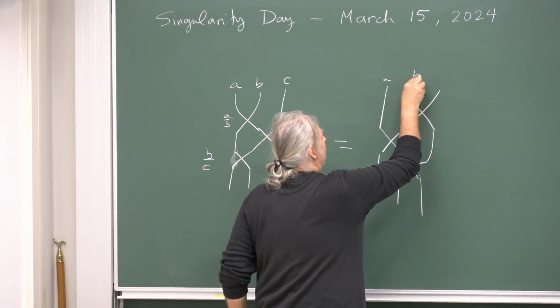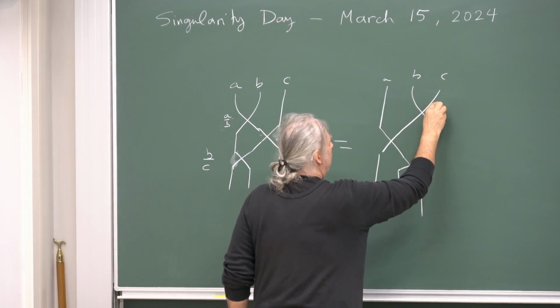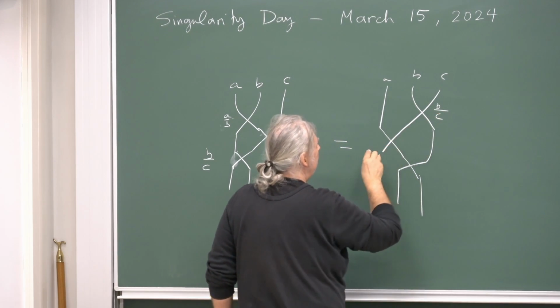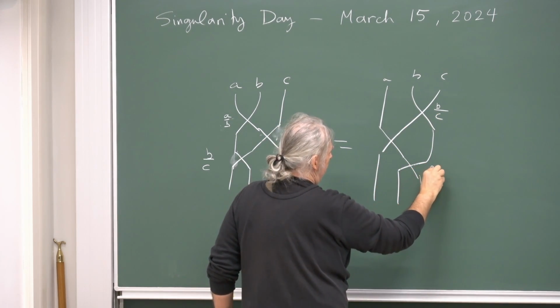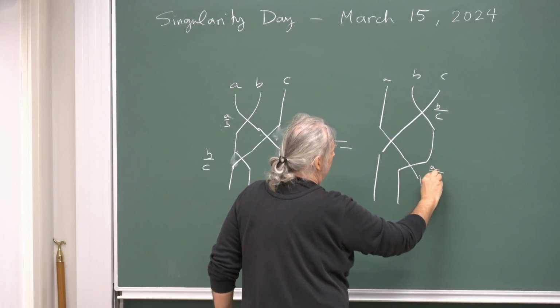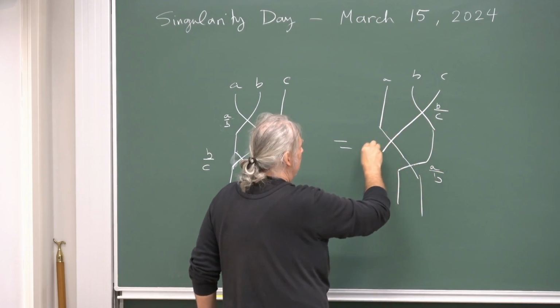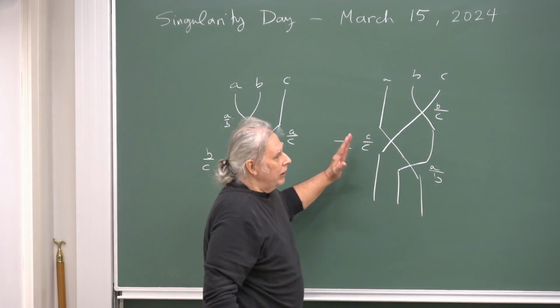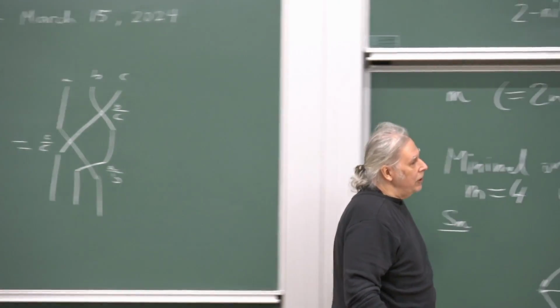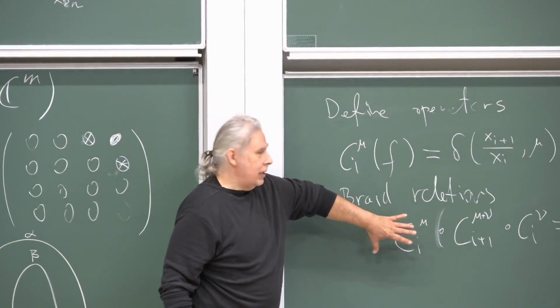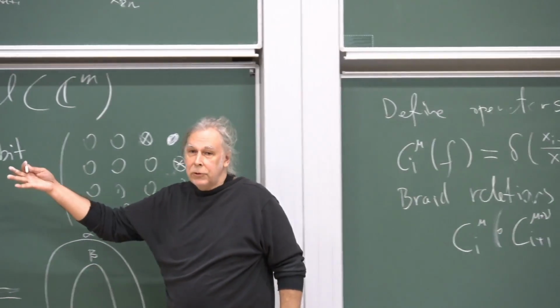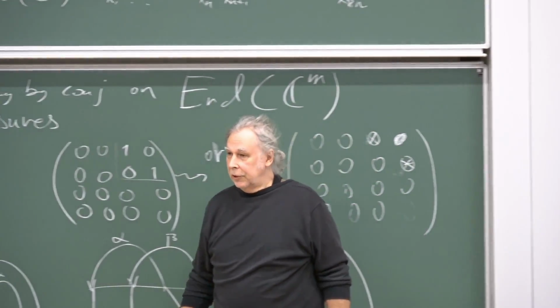Okay, so A, B, C. So it would be B over C. This is A over B, and this is A over C. Okay, so this braid relation for these elliptic operators can be illustrated by this picture.